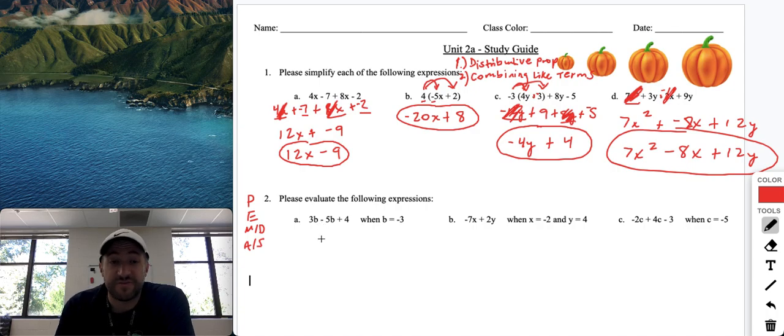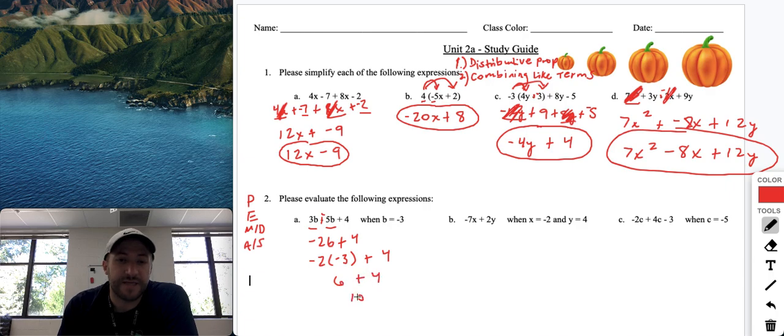In this one, there's no distributive property, but there are like terms I can combine. 3b and 5b, those are like terms because they both have the same variable. Change that to addition and the sign of the following numbers. Let me go combine these. 3b plus negative 5b, that gives me negative 2b plus 4. And now, let me go and add that negative 3 in for b. I'll go substitute it. So negative 2, I'll add that negative 3 in, plus 4. Now this gives me, let's see, negative 2 times negative 3, that's 6, plus 4, that gives me 10.